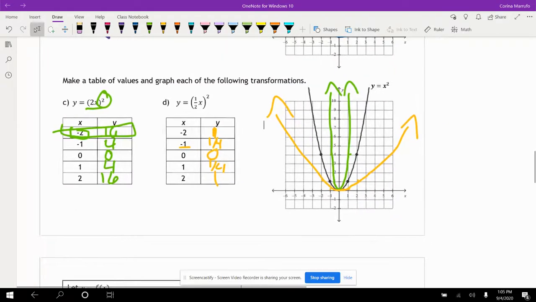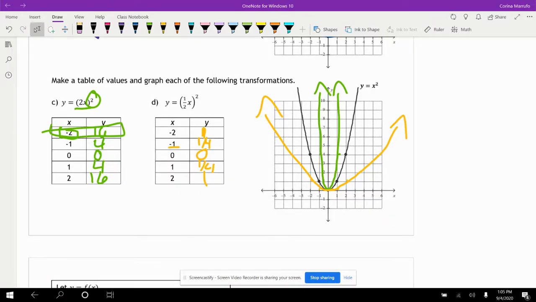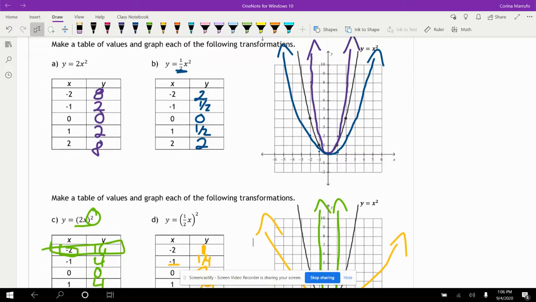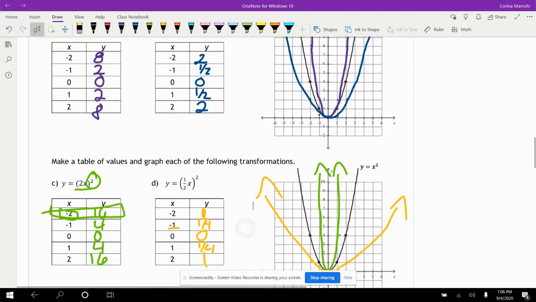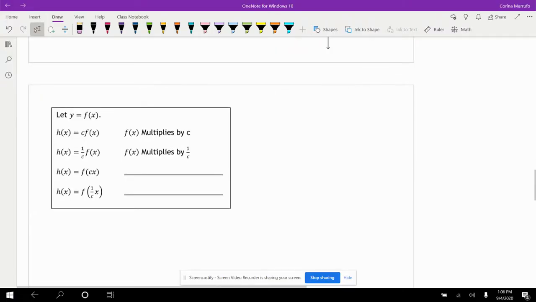This one is a little bit different. When the number is inside with the x, you have to perform that operation before you square. When it's outside, you just multiply after you're done. So here's a little conclusion. If you have your function, you take your f of x, which is really your y value, and multiply it times c, or multiply it by 1/c when it's a fraction. And when you multiply it by c, it gets narrower.